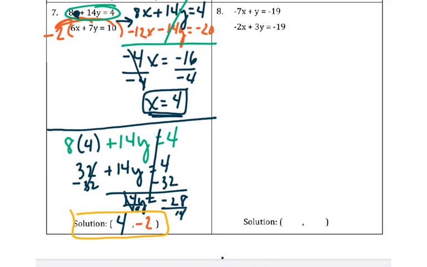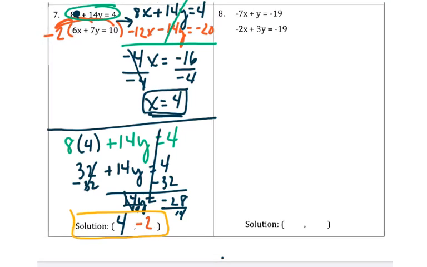So in number 8, I need a letter to eliminate. 2 times nothing will ever make a 7. But I could turn this y into something that would eliminate with 3 y's. This was a negative 3, and that's a positive 3. They'd cancel. So what are you going to multiply by to turn this into a negative 3? Okay, go ahead and try number 8 and see what you get there.